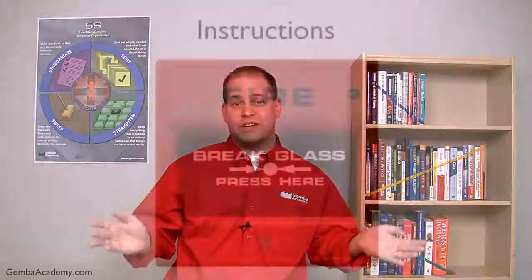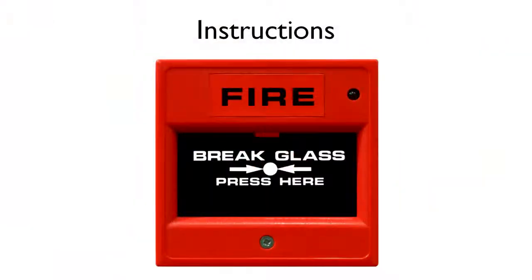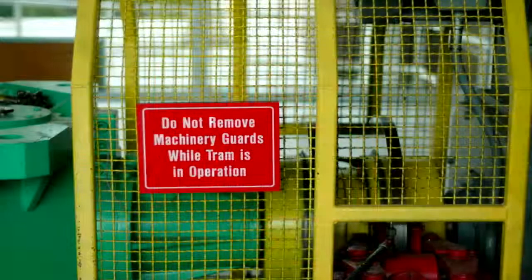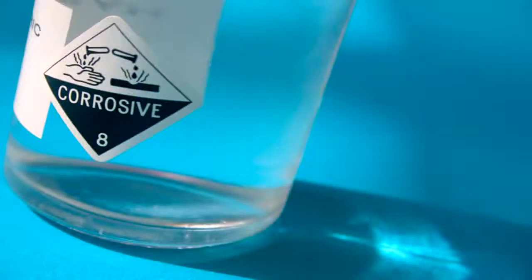information. And while not necessarily examples of standardization, the following examples demonstrate how visual controls are actually all around us. For example, this visual control provides instructions such as what to do in case of a fire, while this one tells us what not to do when dangerous equipment is operating. Standard labels can also alert us of danger in other ways, like we see on this beaker of corrosive liquid.